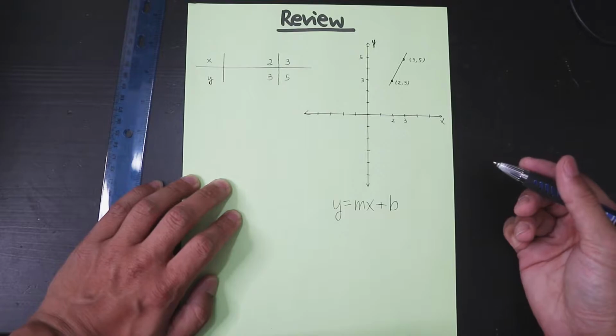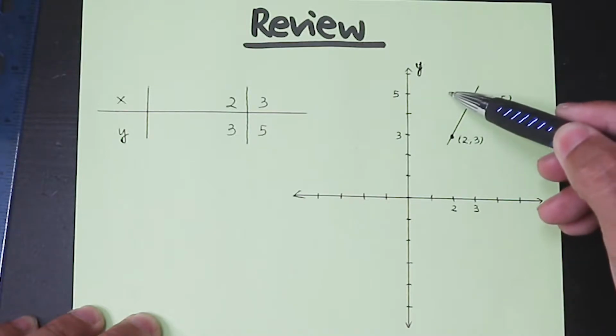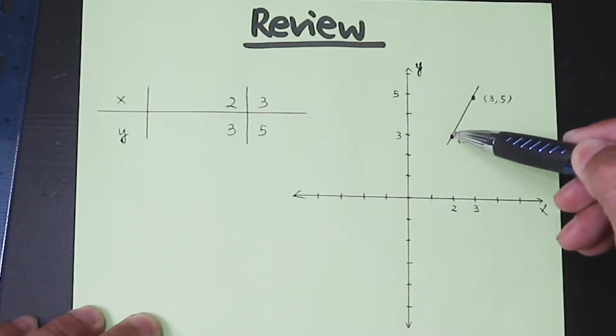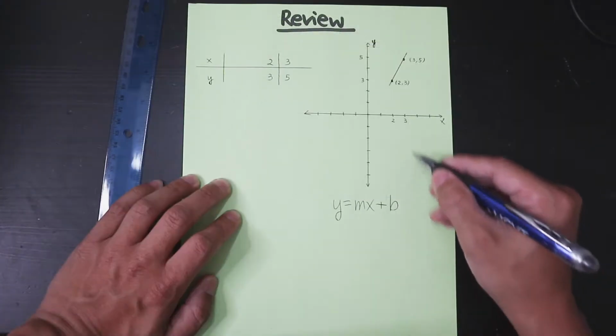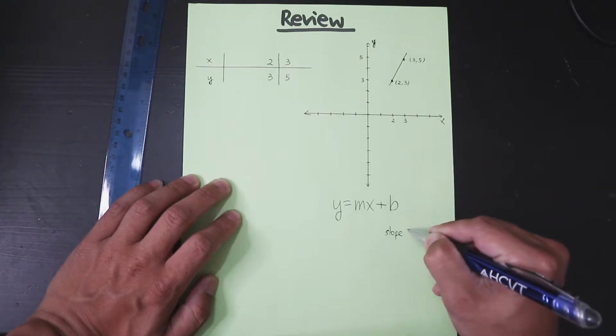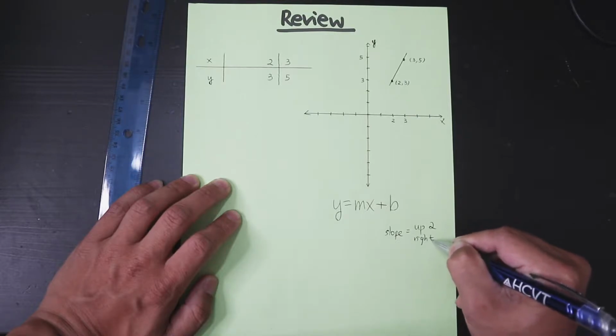Well, to find a slope is very easy. All I have to do is count, starting from the bottom point, how many units I have to go up, and then how many units I have to go to the right. In this case, I go up 2, to the right 1, up 2, to the right 1. So I notice that the slope, the direction, is going up 2 to the right 1.